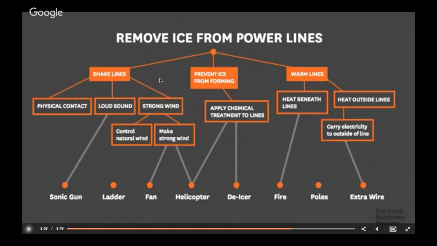So the goal is to remove ice from power lines, right? These three orange boxes at the top are the three different ways. Dr. McCaffrey calls these sub-goals, and I take exception to that. I think that's potentially confusing terminology. So I call these ways. These are ways in which we can achieve that goal.